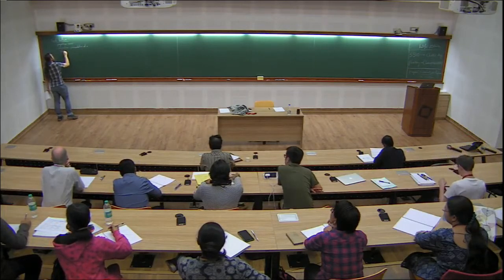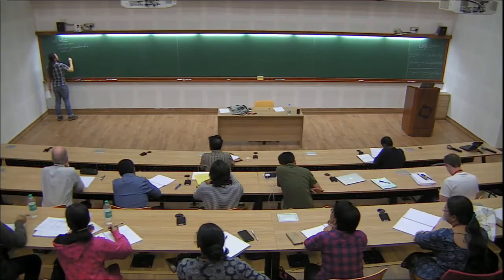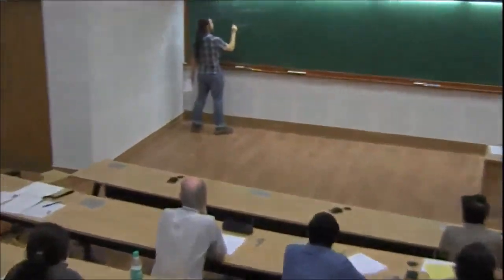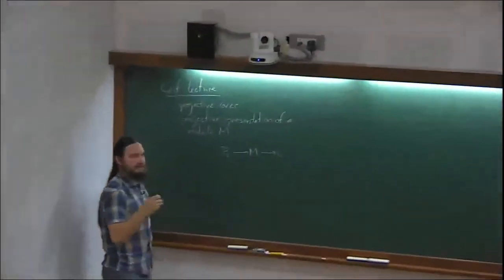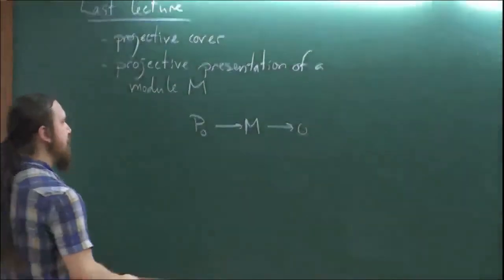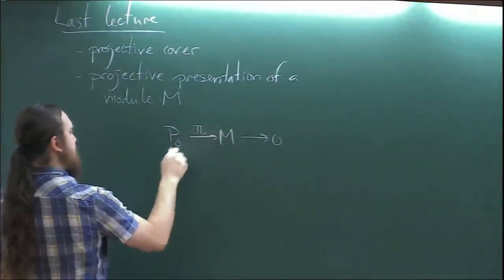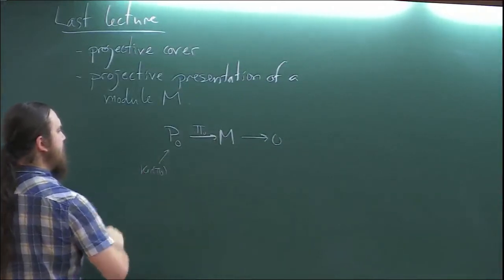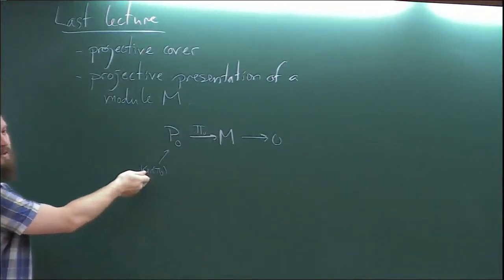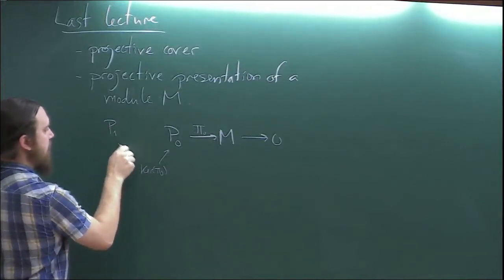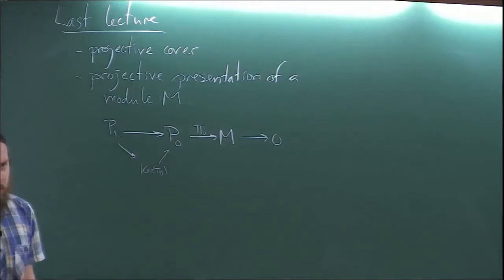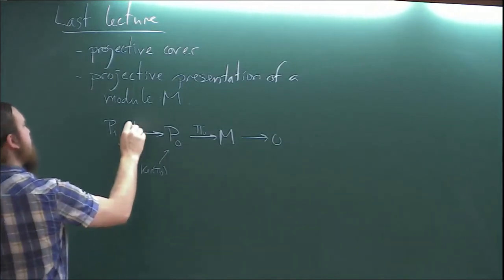So recall that if you have a module M, then there always exists a projective module that projects onto M. And if you take the kernel of this projective cover, you can take the projective cover of this kernel, and if you compose these two maps, you get a projective presentation.